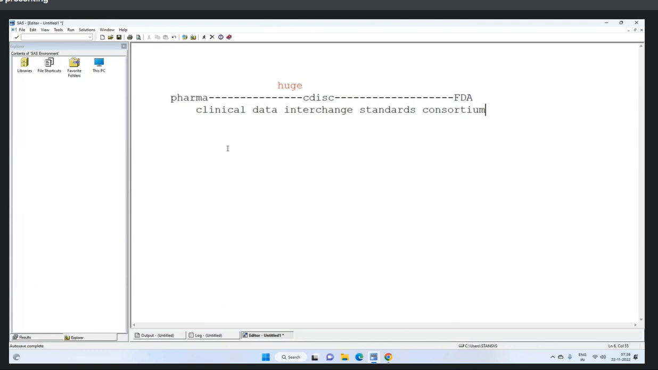Now, what will this Cdisc do? Cdisc will get information from the FDA on how they want the report, what the regulations are, and what guidelines the pharma companies must follow. So, to submit all the documents in a uniform manner, they created this consortium. It acts as a consultant between the FDA and the pharma companies. They will talk with the FDA, get the information, and supply that information to the pharma companies.